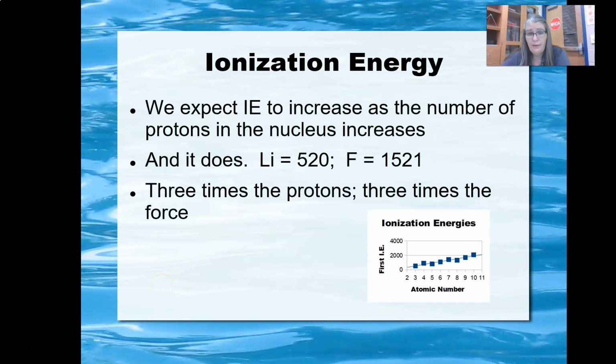So let's look at our first trend, ionization energy. And we know the way the arrow should go. We learned that in first year. So we expect that ionization energy should increase as we go across a period to the right. And it does. Lithium is only 520, fluorine is 1521. Ionization energy, remember, is removing 1 electron from each atom in a mole of atoms. So 1 electron going from lithium to lithium plus, going from fluorine to fluorine plus. 3 times the protons means 3 times the force.